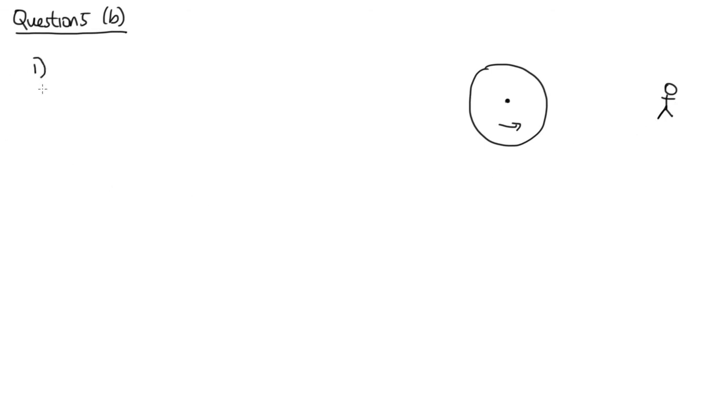Okay, so this is question 5, and this is part B. In this part, we've got a bell on a turntable, which is rotating this way about some axis, and there's an observer over here listening to the bell. In the first part, we're asked to write an expression for the maximum frequency, f, that the person detects from the bell. Okay, so f max, this is going to be a Doppler shift question.